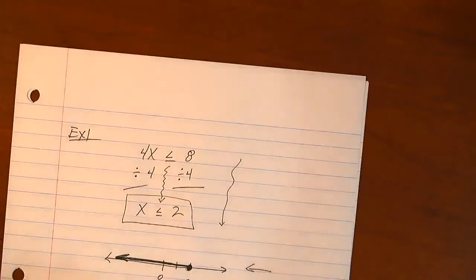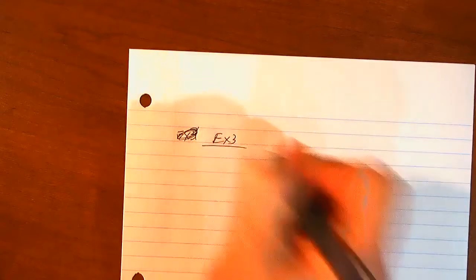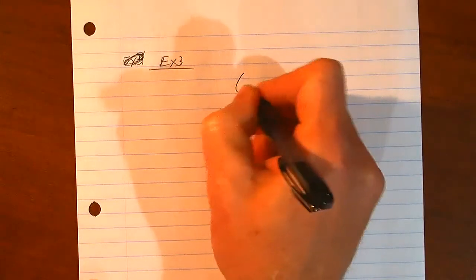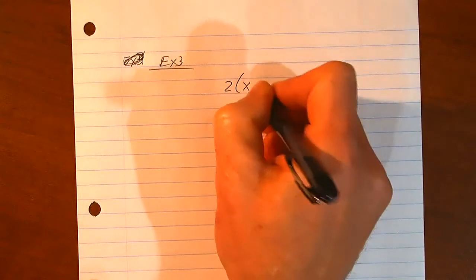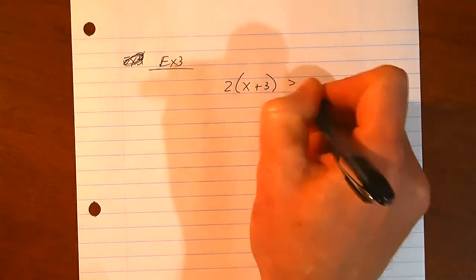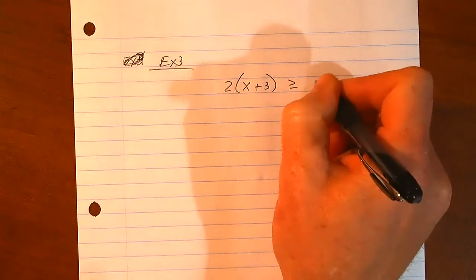All right, let's do one more problem that's a little bit more involved. Actually, I'm sorry, we're going to do 2 more problems. My mistake. We're going to do 2 more problems. Example number 3 is an example where like we saw with equations, I potentially could solve the problem 2 different ways.